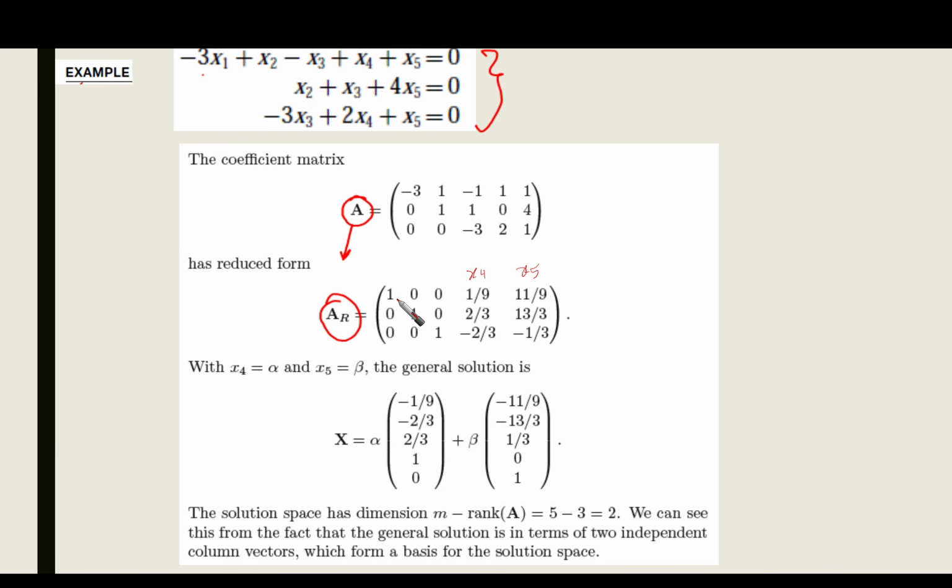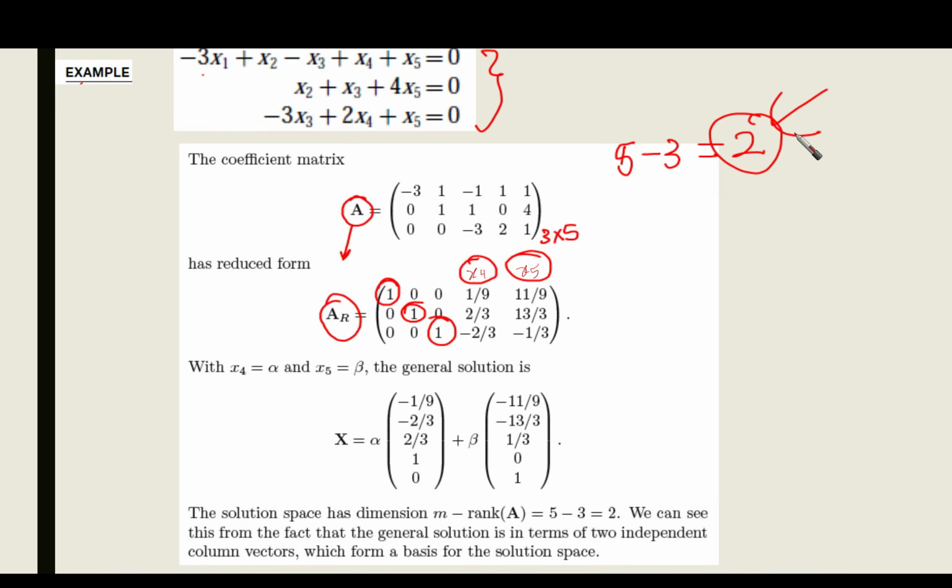Okay. Looking at the leading entries, we have 3 columns with leading entries, but we have 2 columns that do not have leading entries, which are x4 and x5. So this means that our matrix here is 3 by 5. So the dimension of our solution is going to be 5 minus the rank. The rank here is 3. This means 2. We have a 2-dimensional solution space.